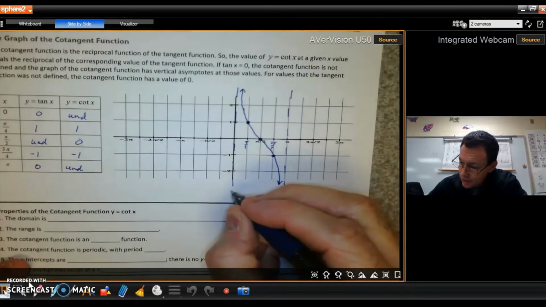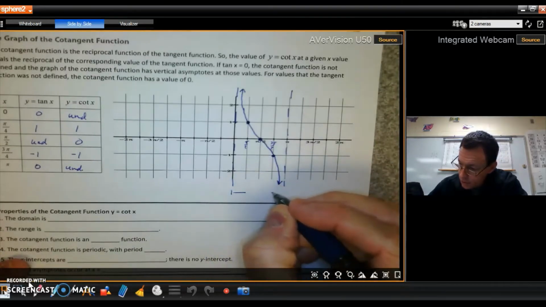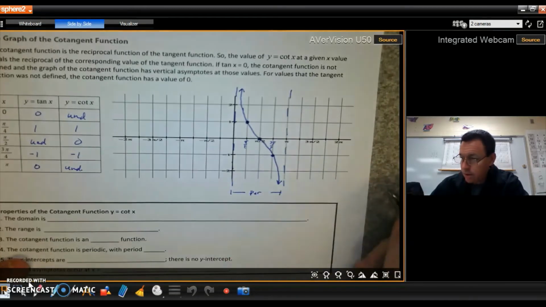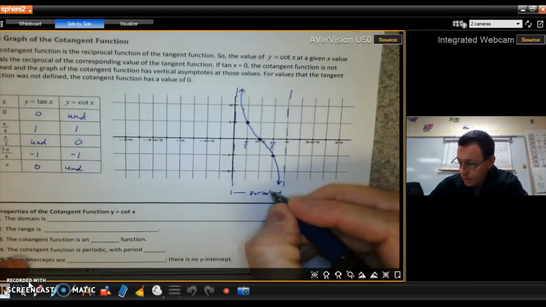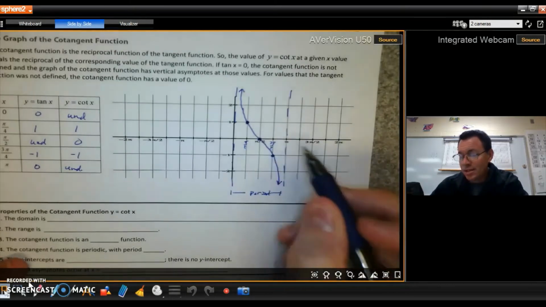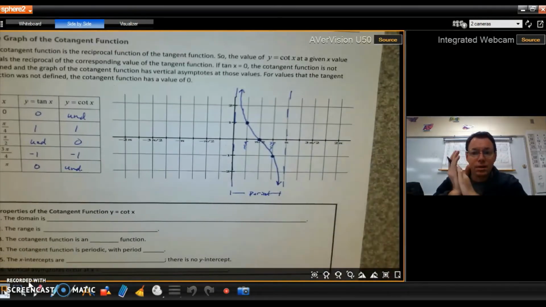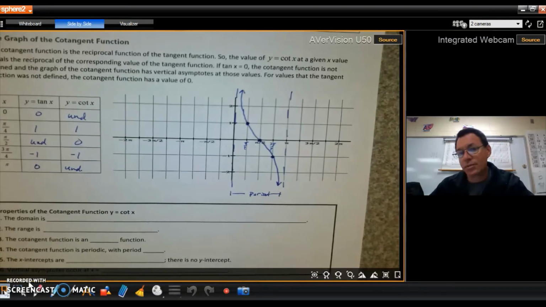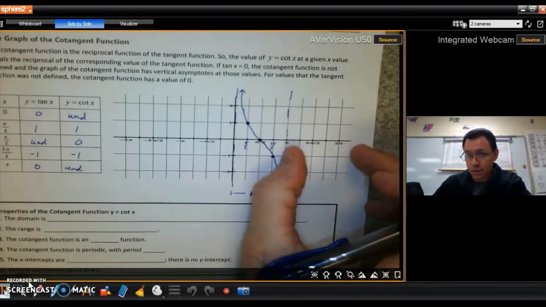This distance from here to here is our period, which in this case is 1 pi. So the period of sine, cosine, cosecant, and secant is 2 pi. That is one complete cycle. But for cotangent, it's just 1 pi. So this is an entire cotangent graph, and that's one cycle. You could do another cycle over here.